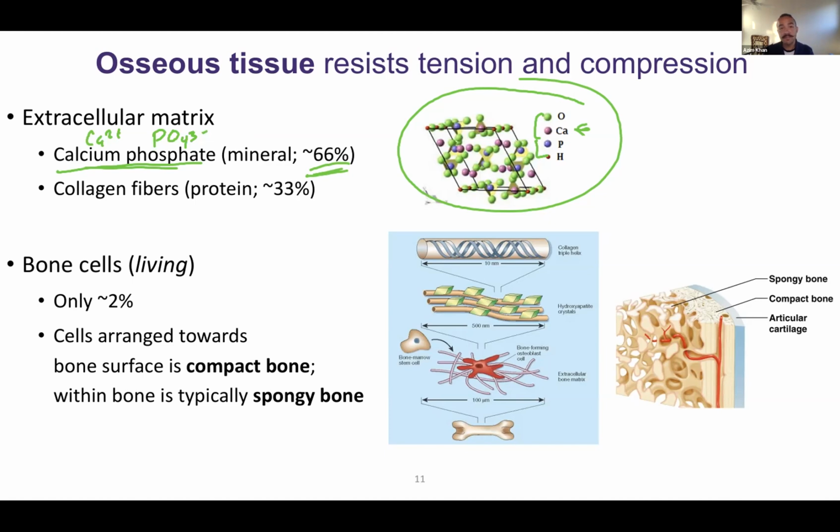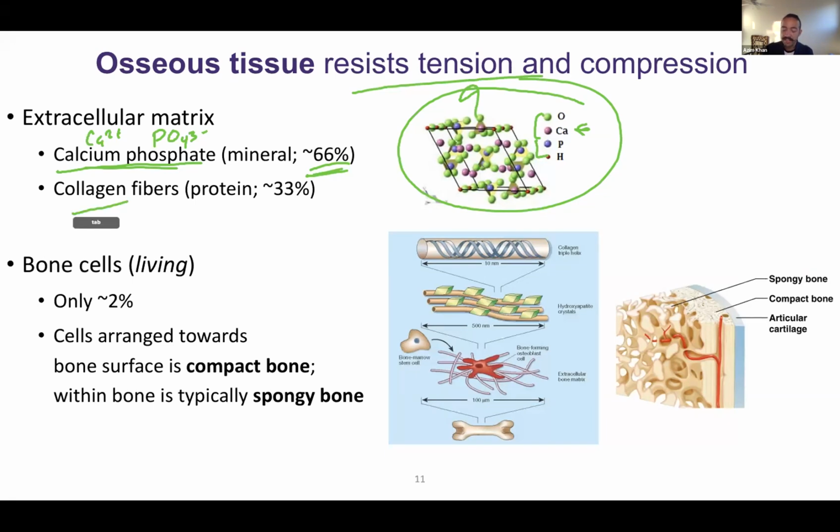And when you link together these ions and atoms in a very particular arrangement, it becomes very strong. So strong that you can resist a lot of tension. Calcium phosphate, the mineral component of our bone, the non-living part of our bone, is very strong.